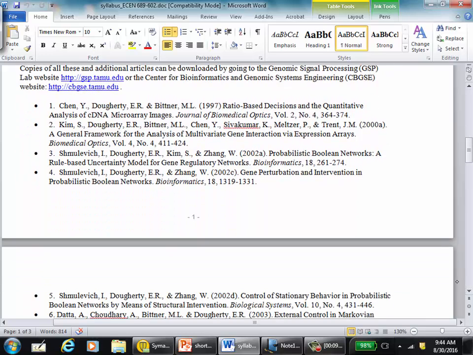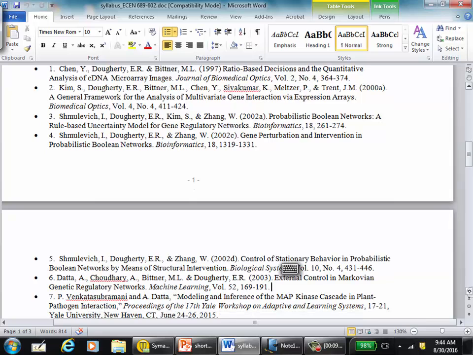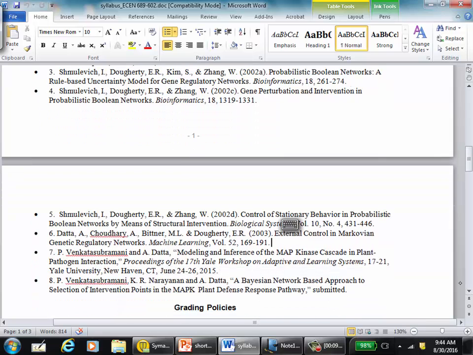But these references, most of them are actually related to cancer, okay? Like you can see, for example, external control in Markovian genetic, that's related to cancer, or control of stationary behavior in probabilistic Boolean networks. Those are all related to cancer. We may not even discuss all of them, okay? There are more recent ones related to cancer, right? But we'll discuss some of that, but in a very, very condensed form.